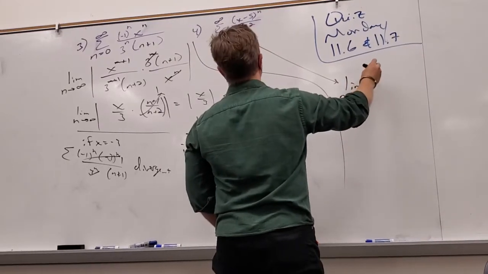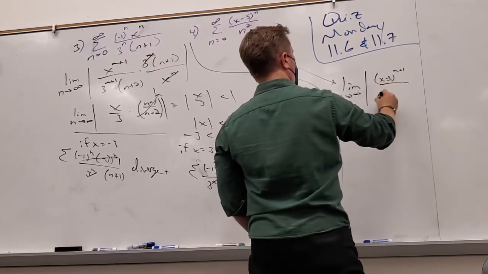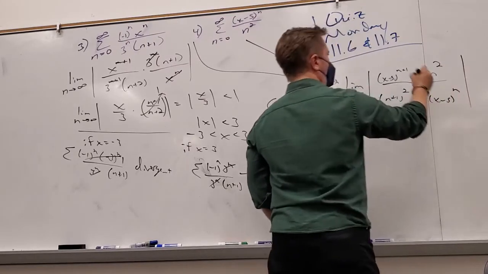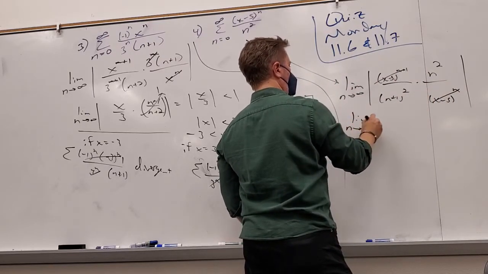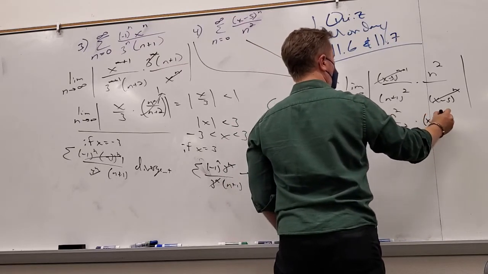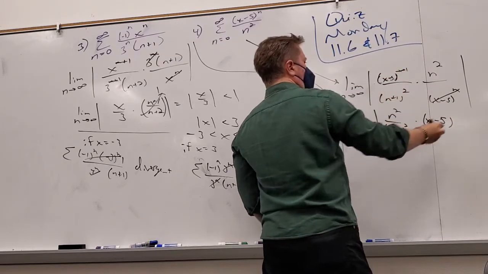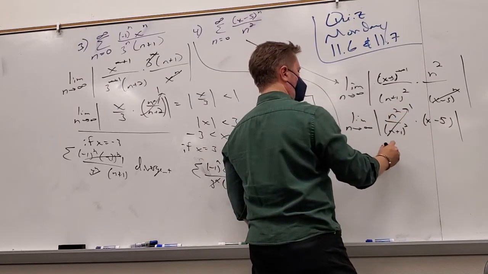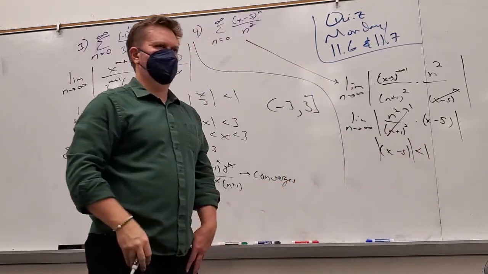So, there's infinity. 5 to the n plus 1 over n plus 1 squared times n squared over x minus 5 to the n. I lose n of those. N squared over n plus 1 squared times x minus 5. This goes to 1, so then x minus 5 just has to be less than 1. So we have 6 and 4.